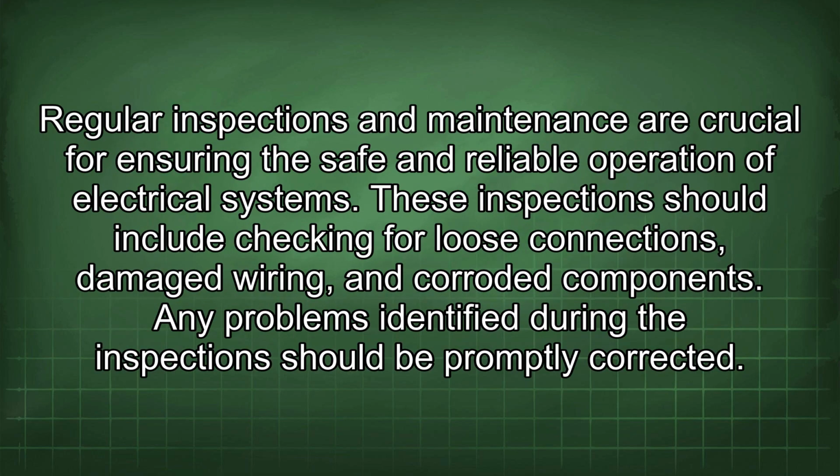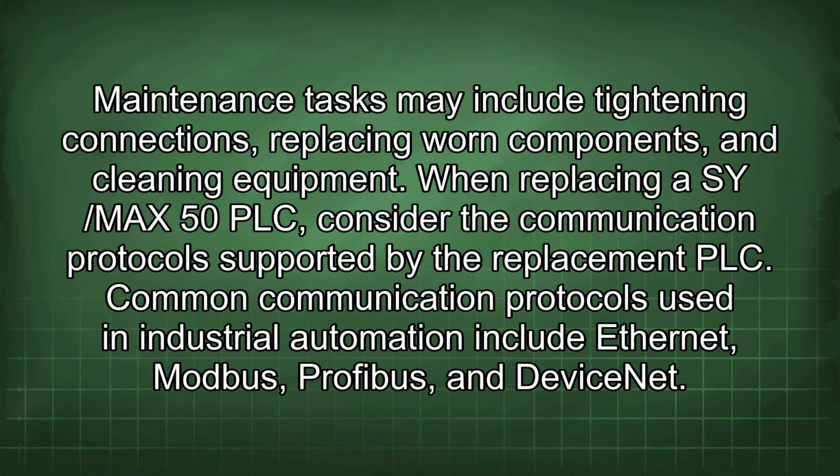Regular inspections and maintenance are crucial for ensuring the safe and reliable operation of electrical systems. These inspections should include checking for loose connections, damaged wiring, and corroded components. Any problems identified during the inspection should be promptly corrected. Maintenance tasks may include tightening connections, replacing worn components, and cleaning equipment.